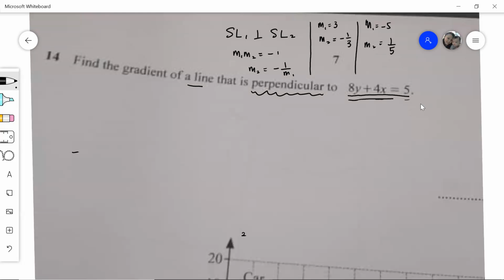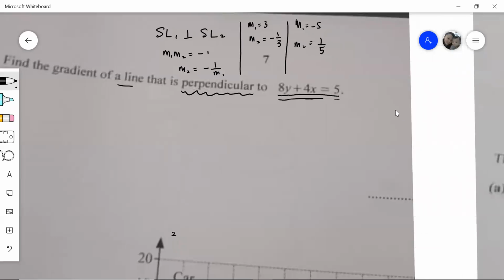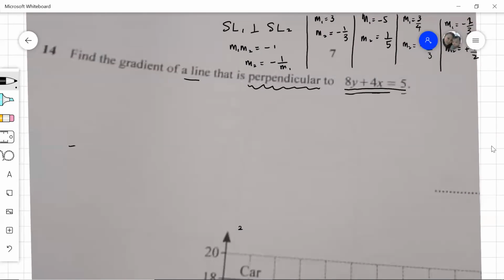Okay? If m1 equals 3 over 4, then m2 will be the negative, the opposite sign, of its reciprocal. 3 over 4 will become 4 over 3. If m1 equals -2 over 3, then m2 will be the positive sign, because negative times -2 over 3 will be positive, and its reciprocal, 3 over 2. Okay, so this is the shortcut to get m2 from m1 if both lines are perpendicular to each other.